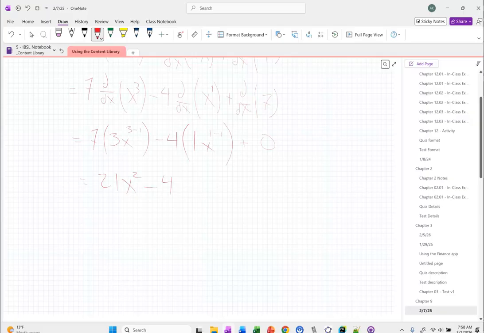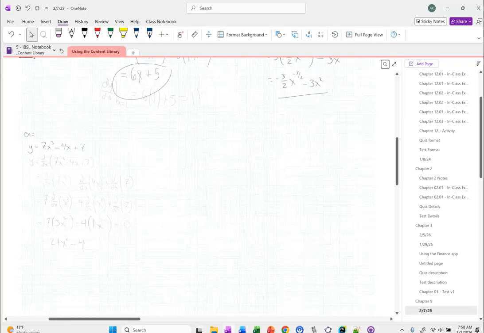Okay? So that's like the simplest kind of situation you can run into. There's no algebra that needs to happen beforehand. Everything is loaded up and ready to go in a form that you can handle. Let's look at an example where that's not the case. Okay?